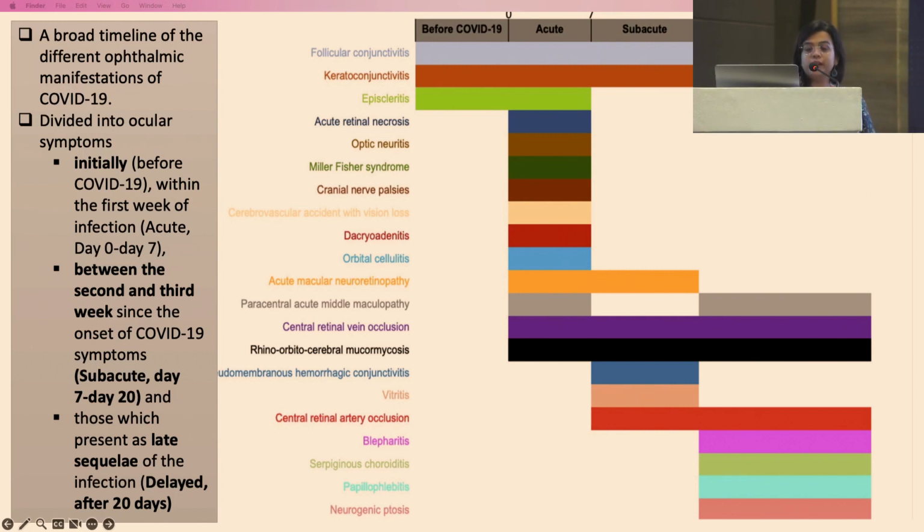Symptoms presenting between the second to third week are classified as subacute, and those which present as a late sequelae of the infection are called delayed symptoms. So this is just a broad timeline telling us that conjunctivitis, keratoconjunctivitis, and episcleritis can present as acute or subacute, whereas the retinal manifestations and the neuroretinal things can present in the acute form and continue to present as a delayed presentation, whereas conditions like central retinal artery occlusion usually present in the second to third week and continue as a late sequelae.